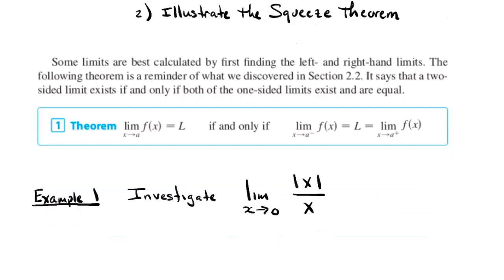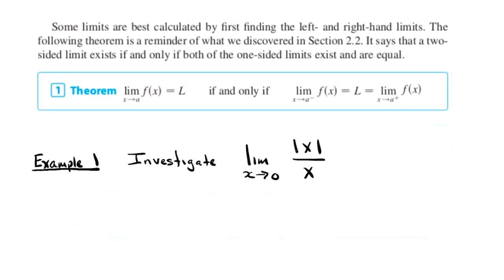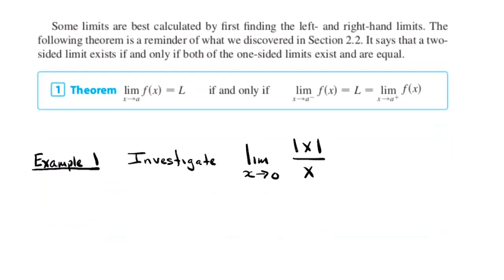I've taken some material from the text just to make it a little cleaner here. But like I just said, the author is agreeing with me, or I'm agreeing with him, that some limits are best found by handling the left and right hand side separately. There's various reasons that that might be true, but sometimes if you're stuck on a limit, you can just remind yourself, well, maybe if I just look at it from the left, maybe I look at it from the right.